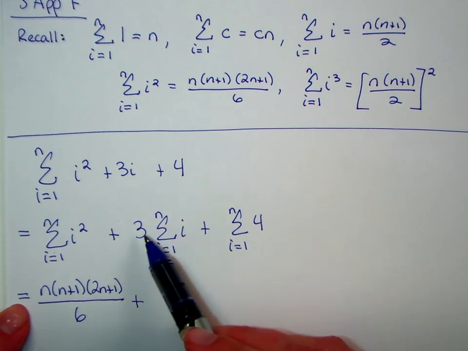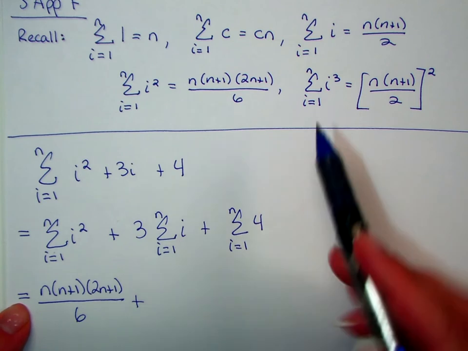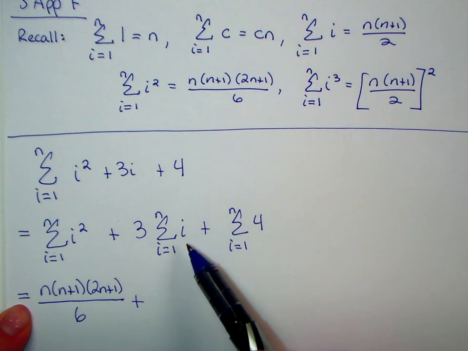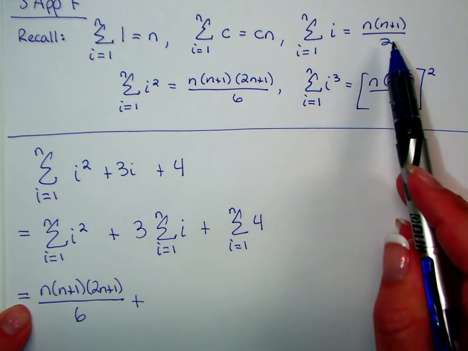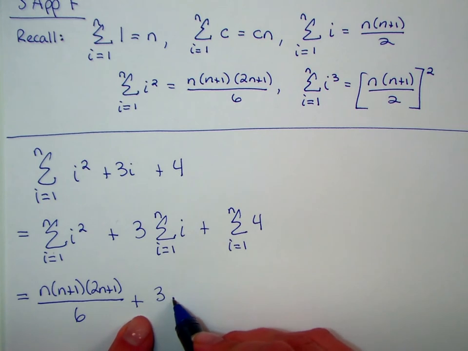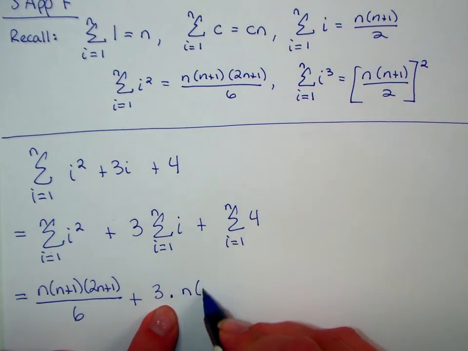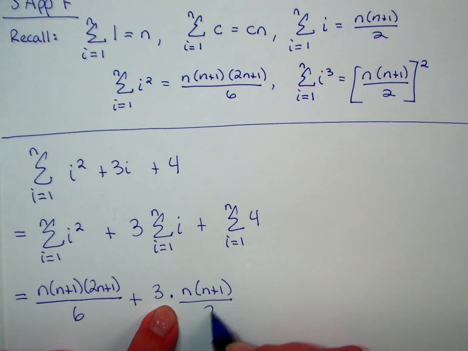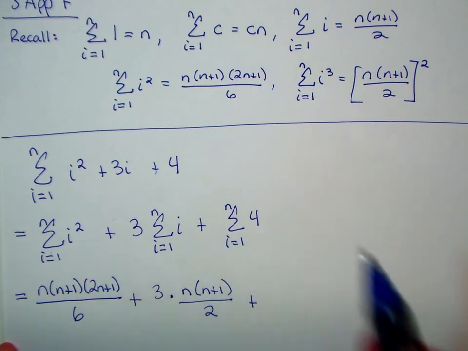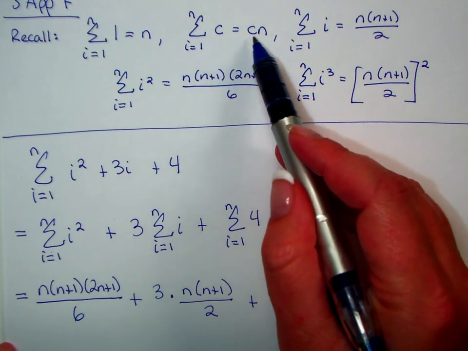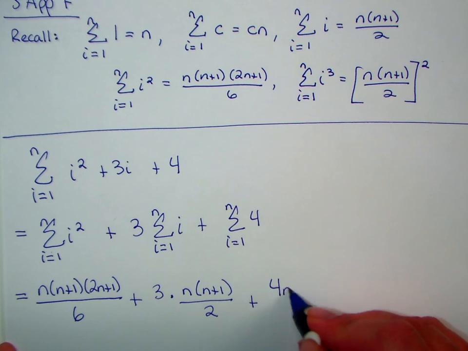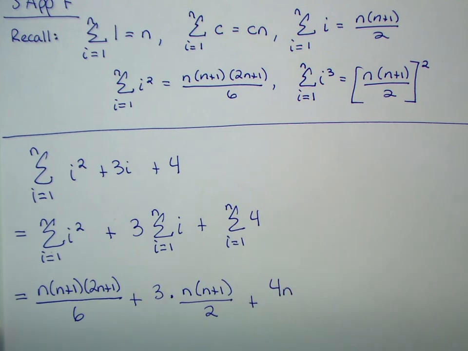Plus, now I have 3 times the sum of i, right? We know what the sum of i is. We can assume that this is true. If we sum i from 1 to n, we're going to get n times n plus 1 divided by 2. Now we have this 3 out in front, so we're going to do 3 times that quantity, n times n plus 1 divided by 2, right? Plus, what's the sum of a constant? It's the constant times n if we're summing from 1 to n. And so we're just going to get 4n here.